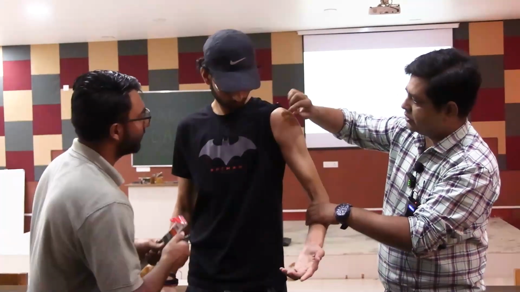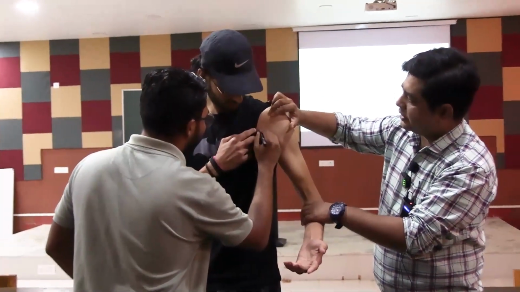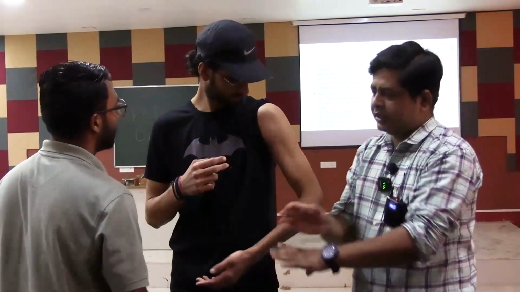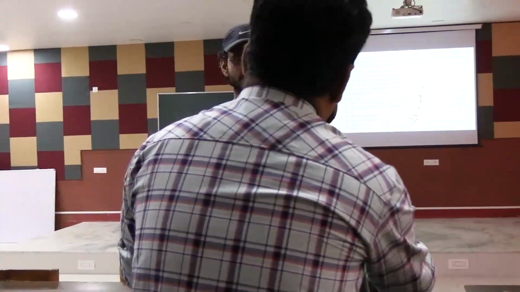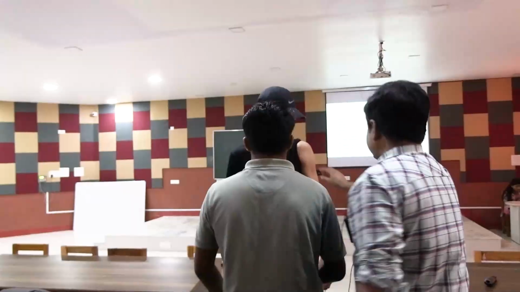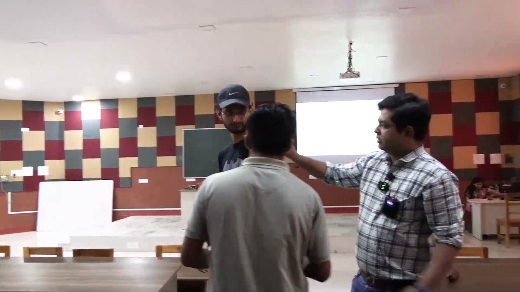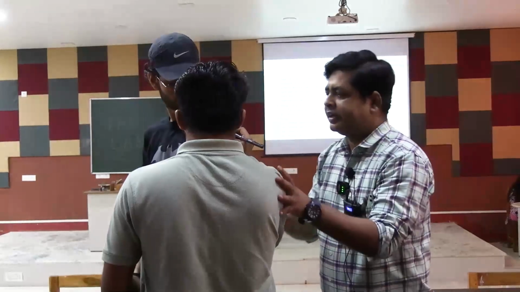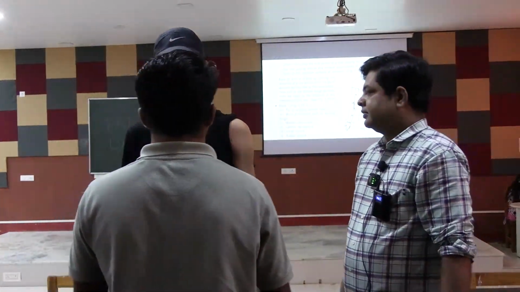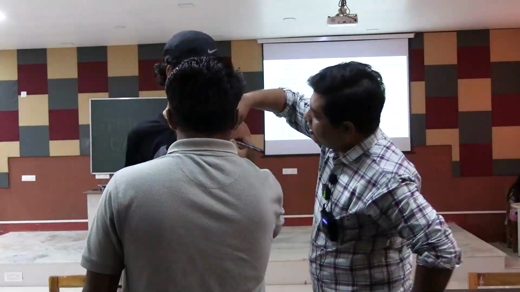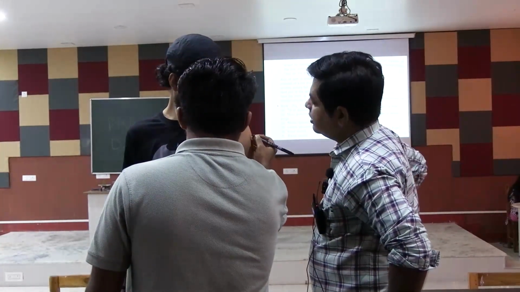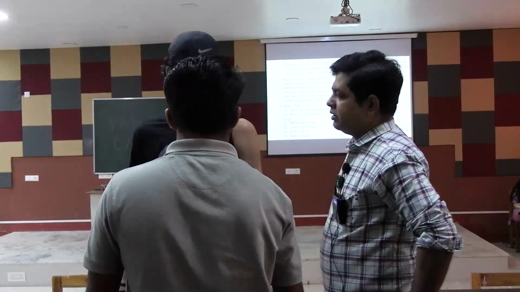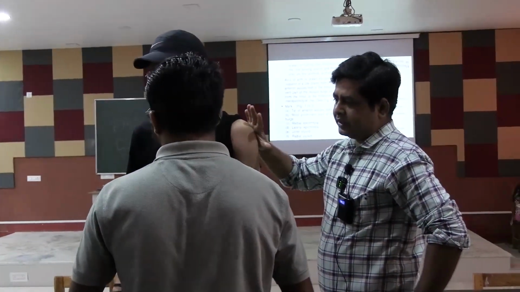Mark a cross sign here. Then you have to stand in front and look from the front to find the most bulging point of the deltoid, then mark that point along the same line. Look from the front: the most prominent bulge of the deltoid muscle. Mark it.